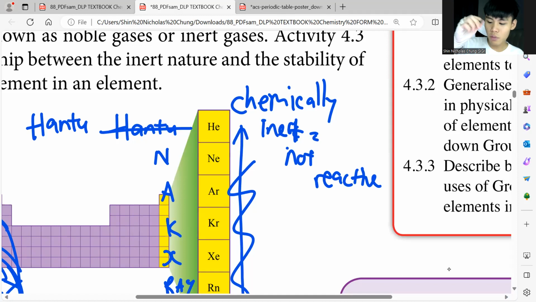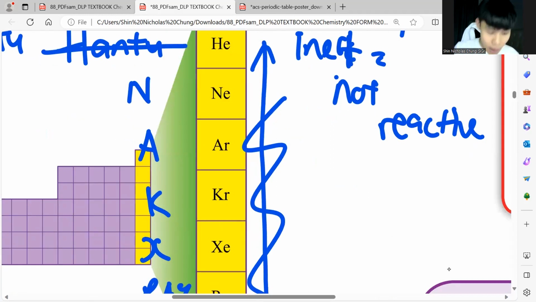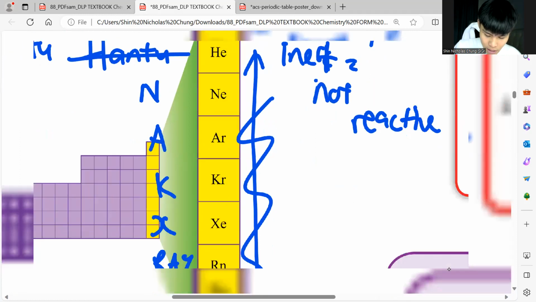For neon, it's actually very fun. When you go to the streets, you see those colorful lamp lights. Those are actually made of neon gas, the gas inside the light. Argon we use in light bulbs.